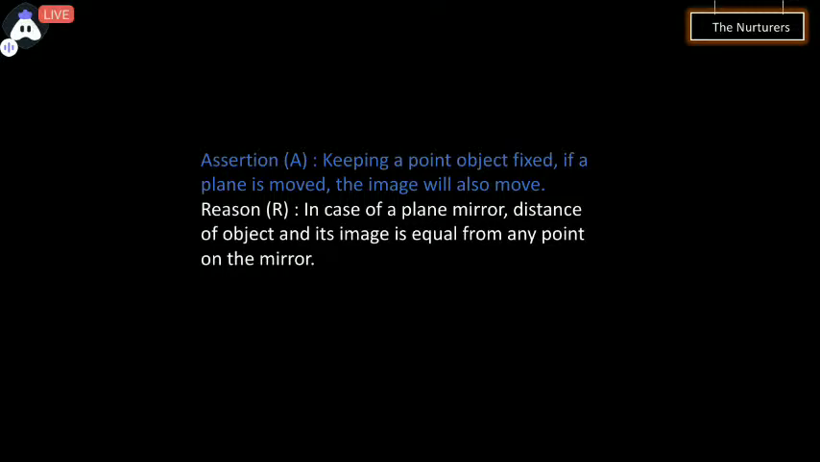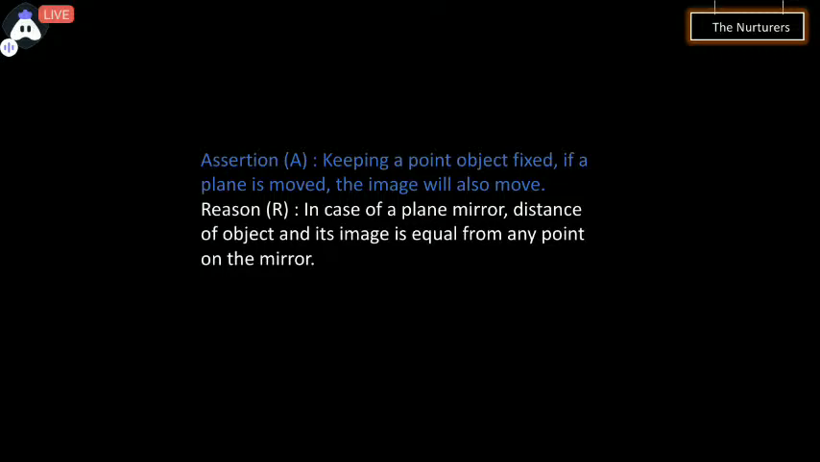Keeping a point object fixed, if a plane mirror is moved, the image will also move. Now you are keeping the object at the fixed position and you're changing the position of the mirror. Will the image also be changed or will the image also move? This is the assertion. What the reason says: in case of plane mirror, distance of the object and its image is equal from the point of the mirror.